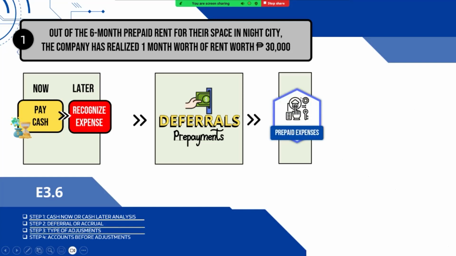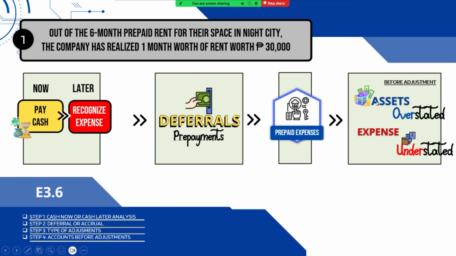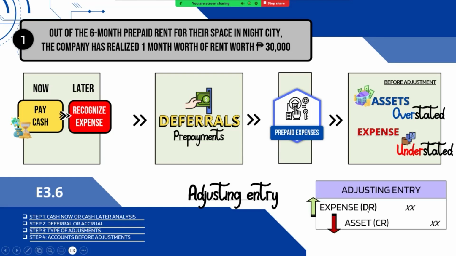So the type of adjustment that we're going to be doing would be what? When it's a prepaid expense, after 1 month, your assets will be overstated, right? And your expenses will be understated because now you have to recognize 1 month's worth of rent. So what we have to do is debit expense, credit asset, right? We increase the understated expense, and we decrease the overstated asset. Therefore, our adjusting journal entry would be debit rent expense, credit prepaid rent of 30,000. So this is the answer to number 1.